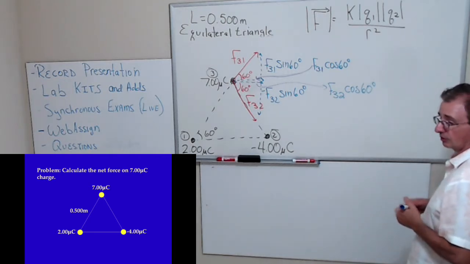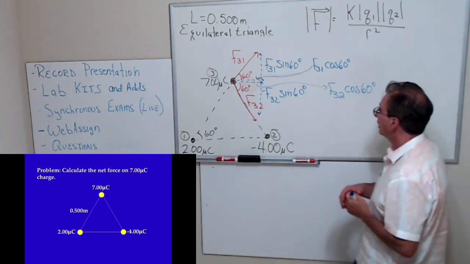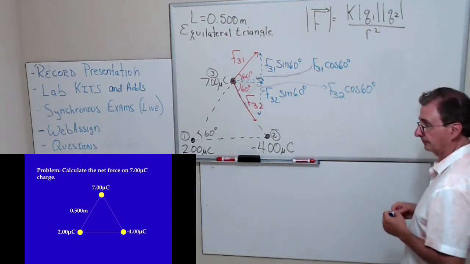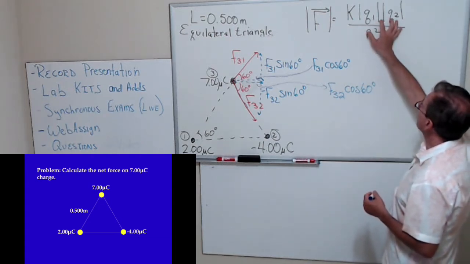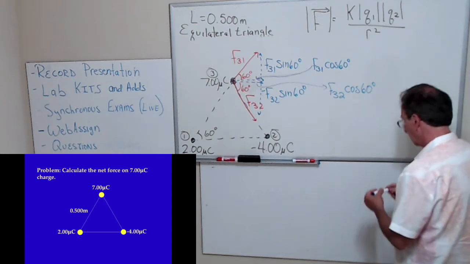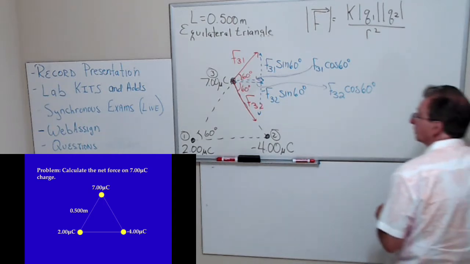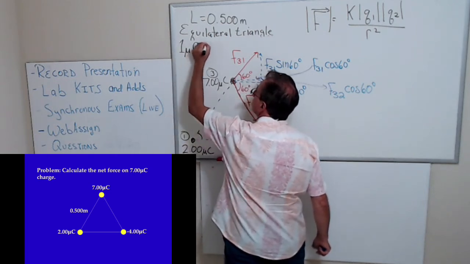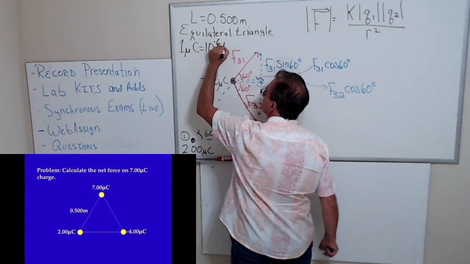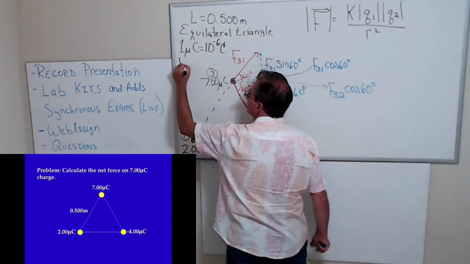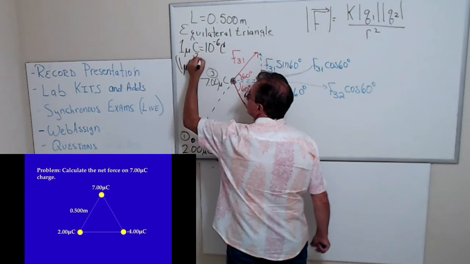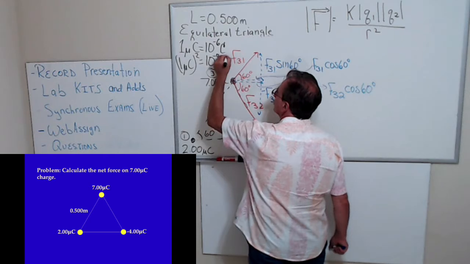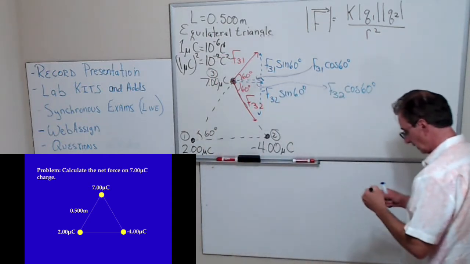So the next thing I need to do in my list is to figure out the magnitude of F31 and the magnitude of F32. And I'm just going to use this equation, making sure I put in the absolute value of the charges. So, by the way, I need to remind you, 1 microcoulomb is 10 to the minus 6 coulombs. And 1 microcoulomb squared is 10 to the minus 12 coulombs squared. Let me show you why I do that.